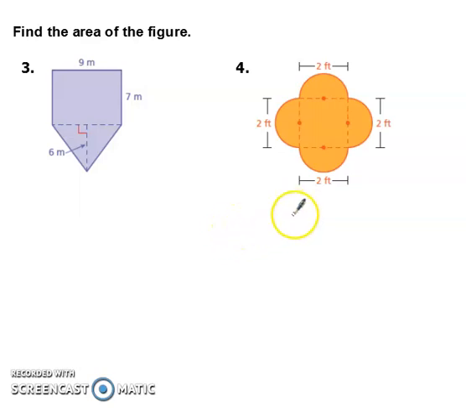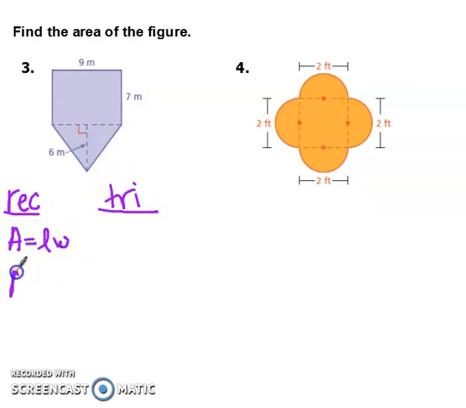Okay, I'm going to start with number 3. The steps are the same as the ones we did yesterday. You should divide that shape into parts, find the area of each part, and add up all the parts together. So in number 3, I see 2 parts. I see this rectangle attached to a triangle. So I'm going to do a rectangle and a triangle. The area of a rectangle is length times width. The length is 9. The width is 7. And if I multiply that, I'll get 63.